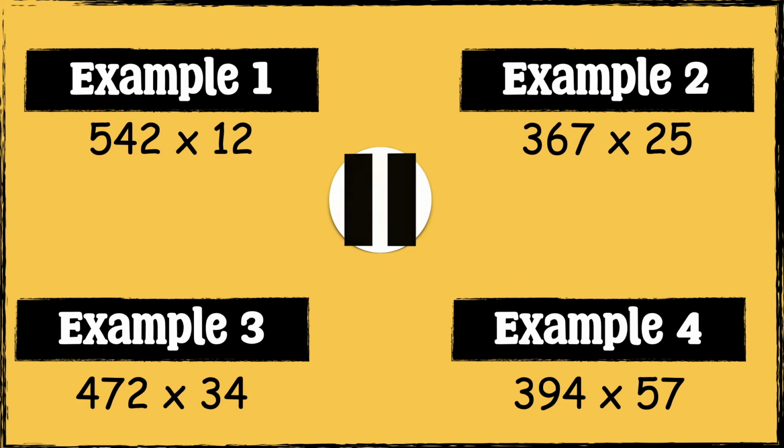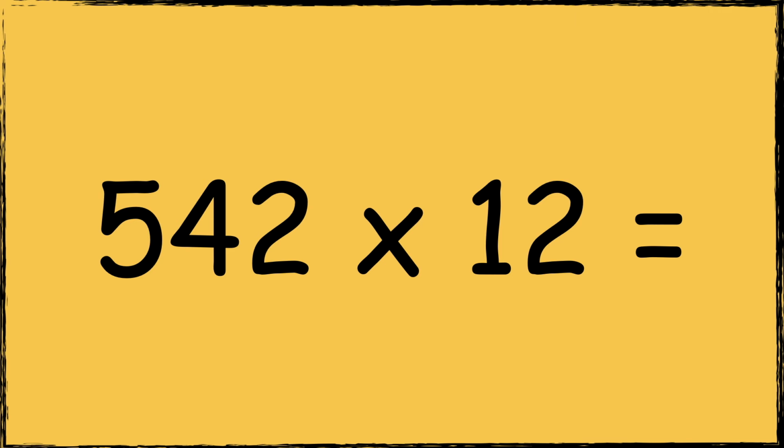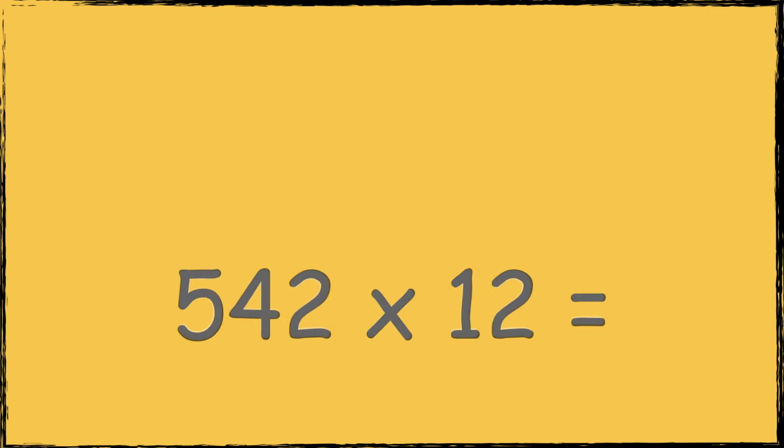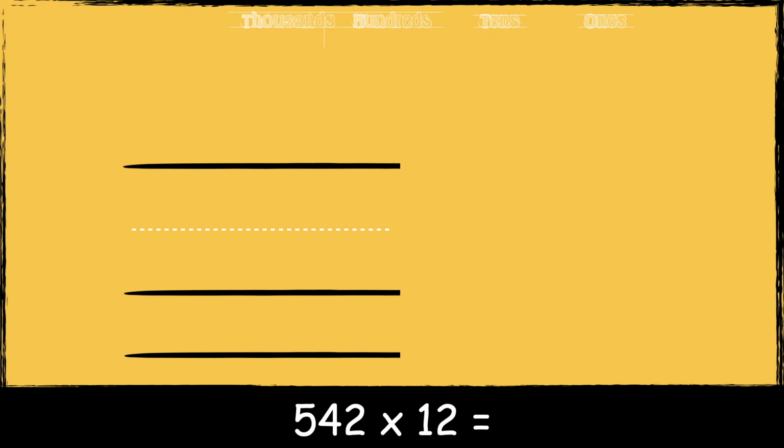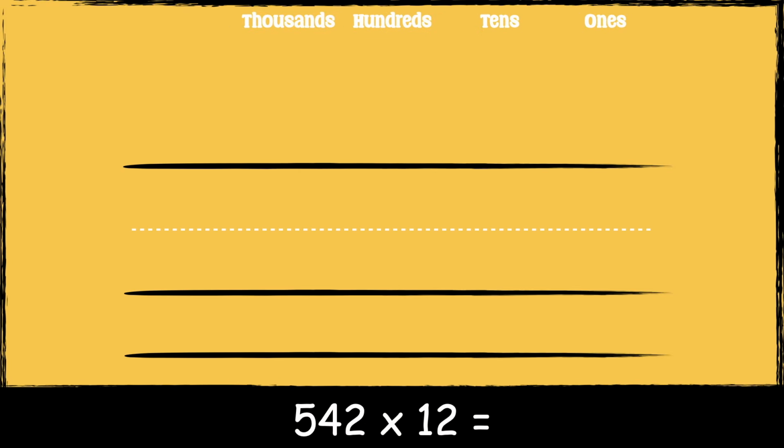So the first calculation is 542 multiplied by 12. It's crucial to align the numbers accurately when using written methods for the 4 operations. The number 542 has 2 ones, 4 tens and 5 hundreds. The number 12 has 2 ones and 1 ten. Now that we're set up, we're ready to multiply. In long multiplication, we multiply each digit of the first number by each digit of the second number.